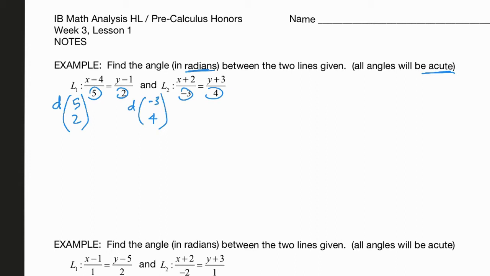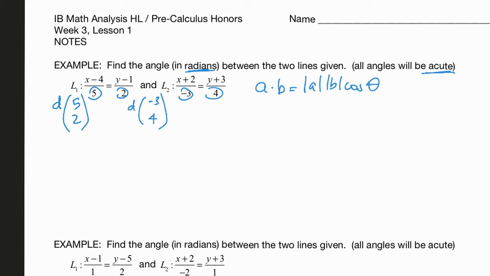All right, and then back in week, I don't even know if it was week 1 or week 2, you had a formula for the dot product. So let me write that formula up because it's the one that can tell you the angle between vectors. So we're just going to go ahead and use that here.